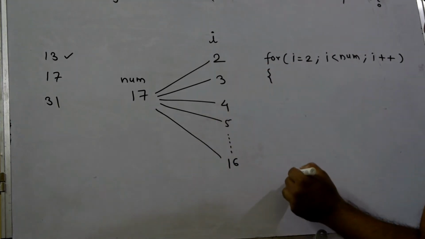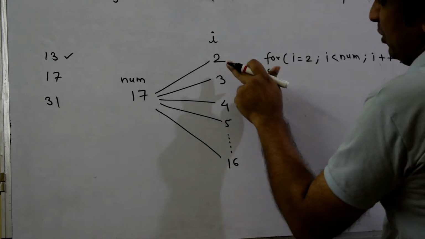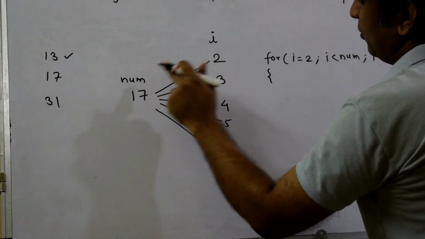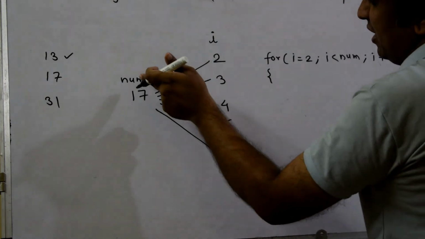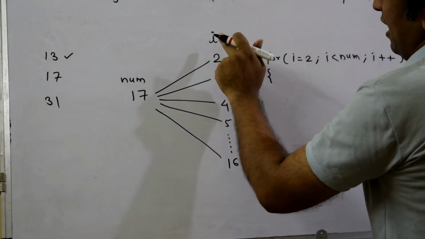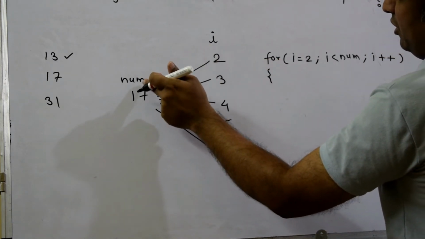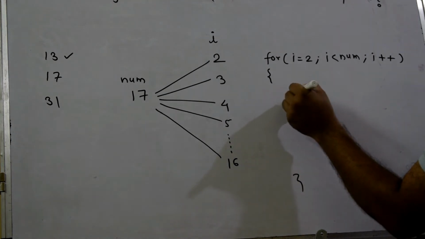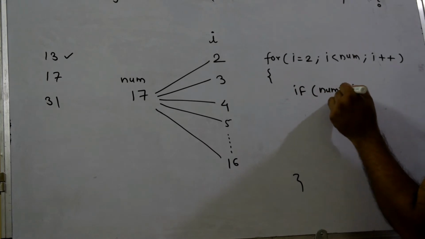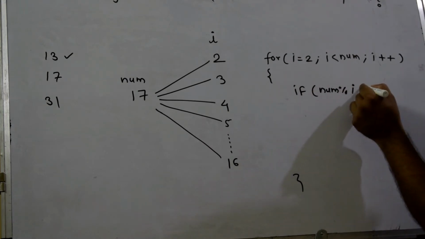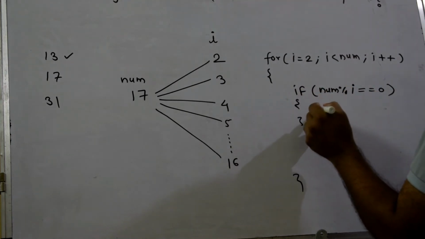This is a for loop which will traverse the i variable from 2 to num minus 1, and each time you need to divide the num number with the i value: 17 with 2, 17 with 3, 17 with 4 and so on. That means you will divide num with i, and now you need to check the remainder. So instead of num divided by i, it will be num mod i, which gives me the remainder. So I will check if num mod i equals 0, using the equal to operator.